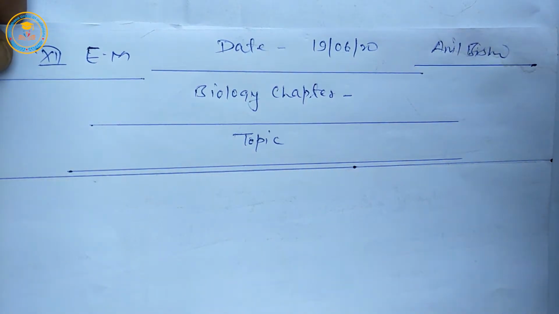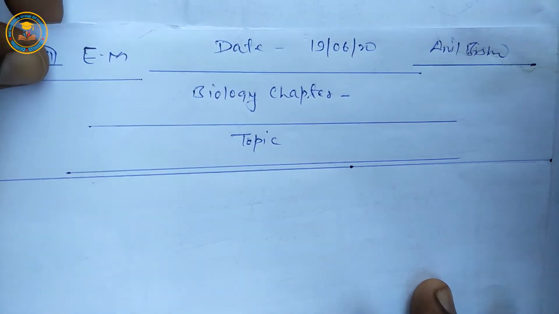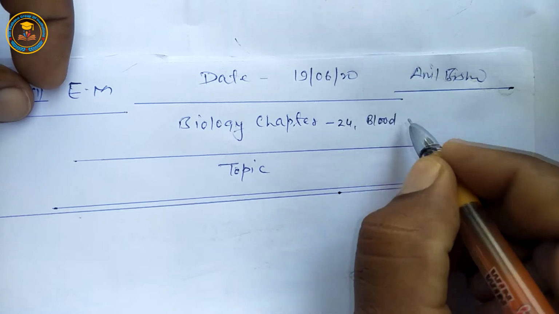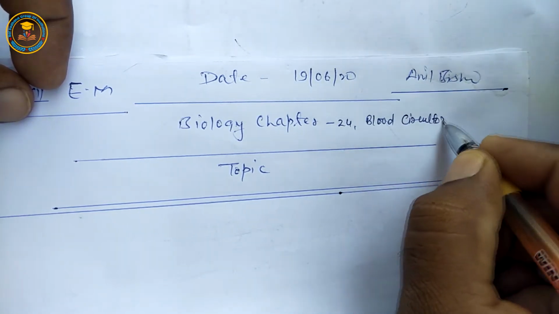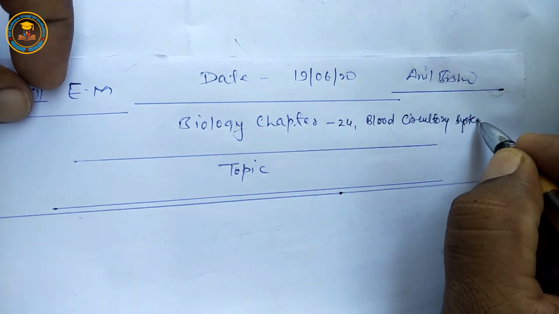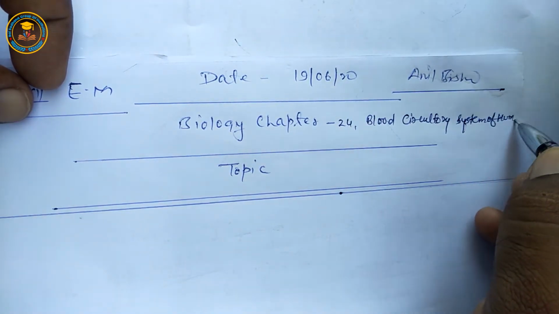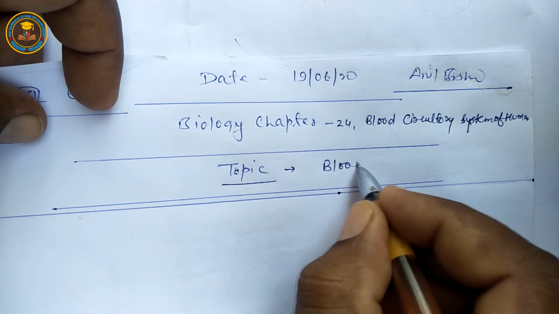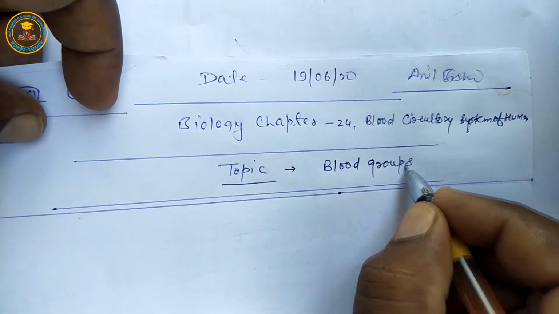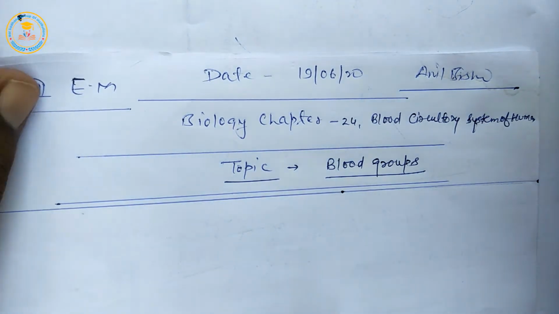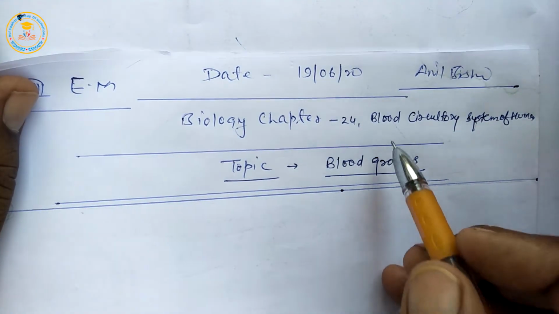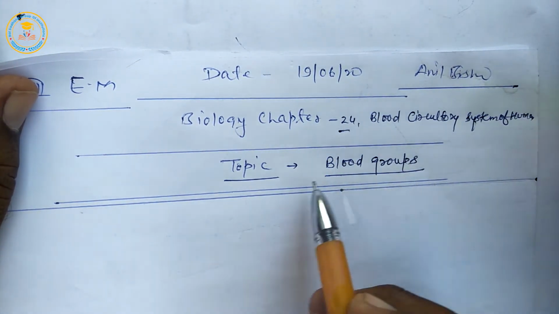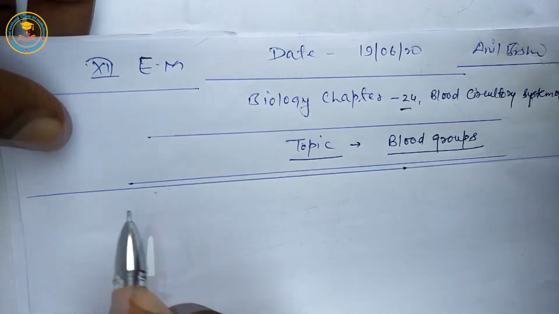Hello to all students. Today we are starting again class 12th biology chapter 24, blood circulatory system of humans, and today's topic is blood groups.